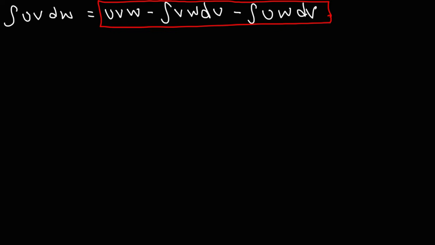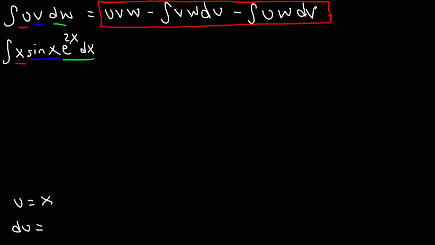So let's apply this formula to the original problem. So we had the integral of x sine x e to the 2x dx. So u is going to equal x, v is going to be sine x, dw is going to be e to the 2x dx. So if u is equal to x, du is going to be the derivative of x, which is 1 times dx, which we can simply write as dx. v is equal to sine x. The derivative of sine x is cosine x. So dv is going to be cosine x dx.